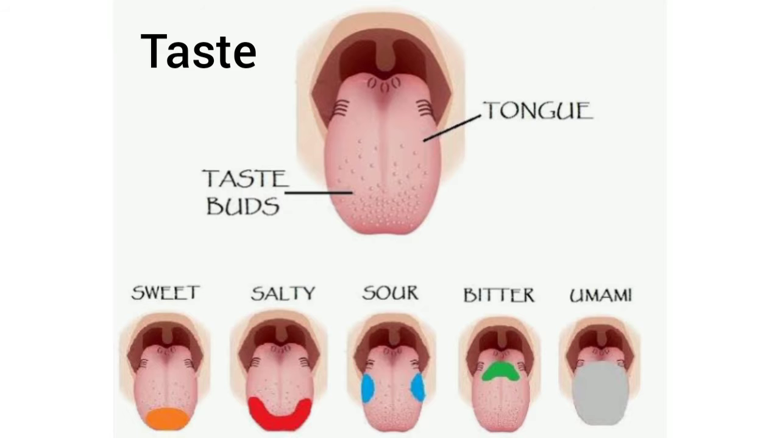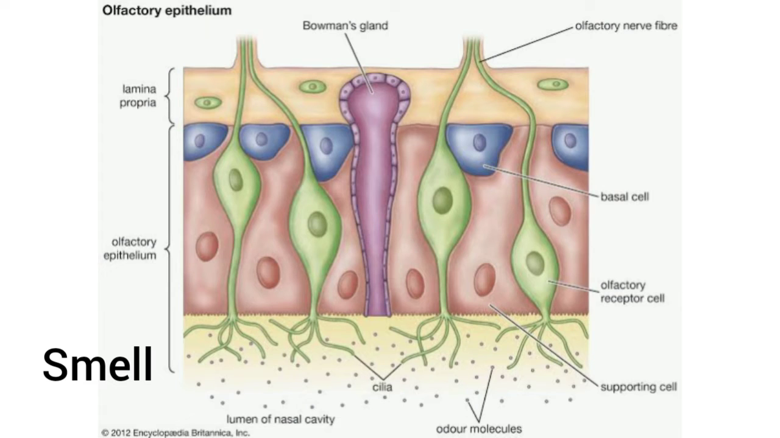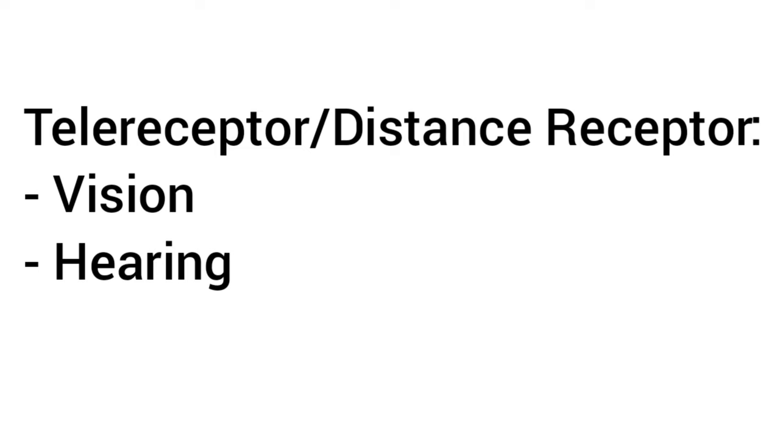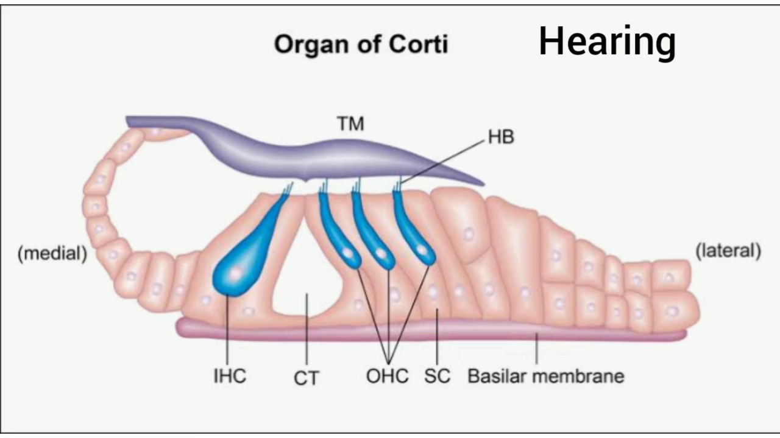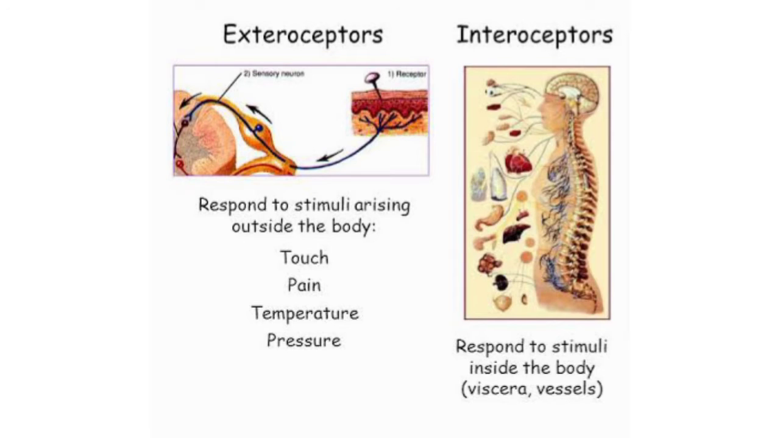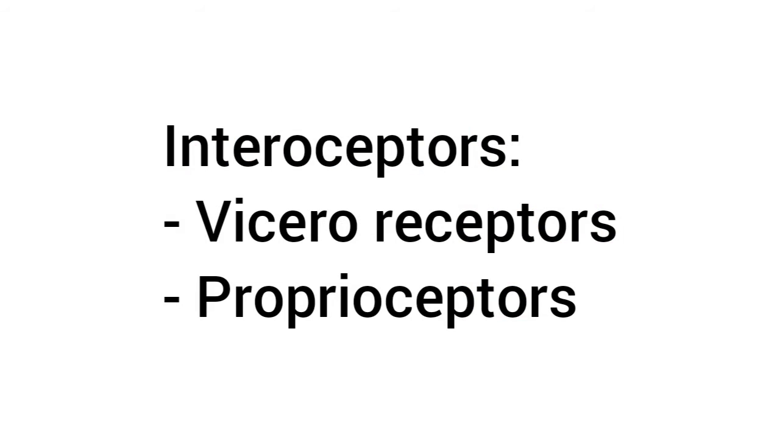The chemoreceptors: the taste buds are the chemoreceptors for taste, and smell is sensed by the olfactory receptors. Now telereceptors. For vision, the receptors are rods and cones in the retina, and for hearing, the organ of Corti is the receptor. In exteroreceptors, the stimulus is from the outside of the body, and in interoreceptors, the stimulus is from within the body. Now we'll see about interoreceptors.